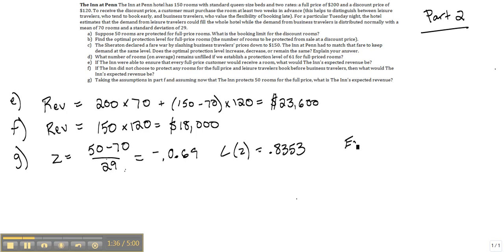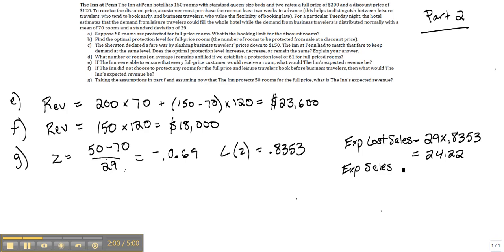0.8353. So now our expected lost sales are equal to our standard deviation of 29 times this L of z of 0.8353, and we get expected lost sales of 24.22. Now, we know that our expected sales, given that we have a mean forecast of 70 less these lost sales, is equal to 45.78.